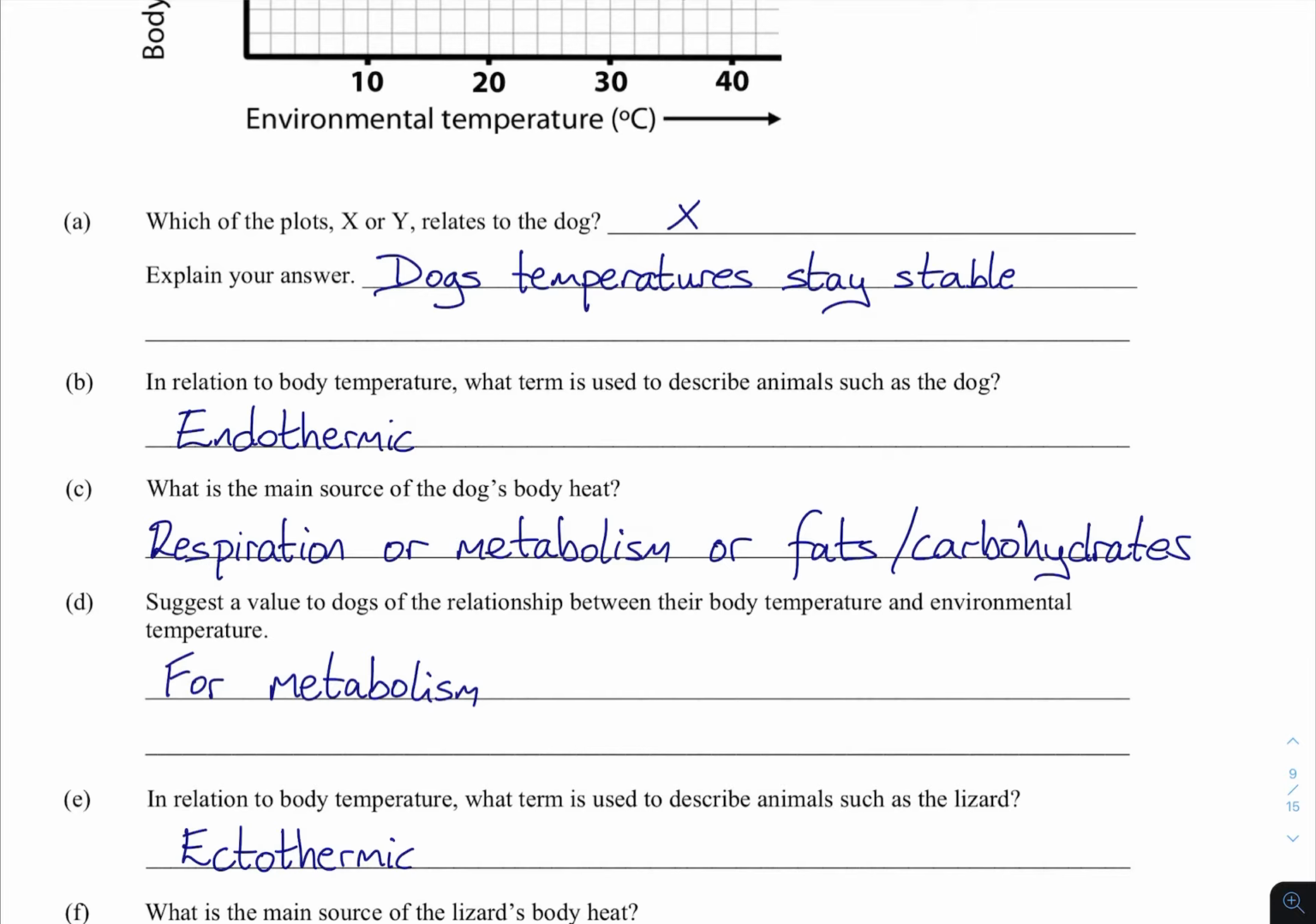And we could have also referred to fats and carbohydrates, because fats and carbohydrates provide energy for us, and we release that energy through the process of respiration and so forth. And then specifically fats and carbohydrates that do this. Okay, so do not be mentioning proteins or vitamins and minerals. Suggest a value to the dog's relationship between their body temperature and environmental temperature. Well, it's just purely for metabolism. We need the body to have a constant internal environment for our enzymes to work correctly.